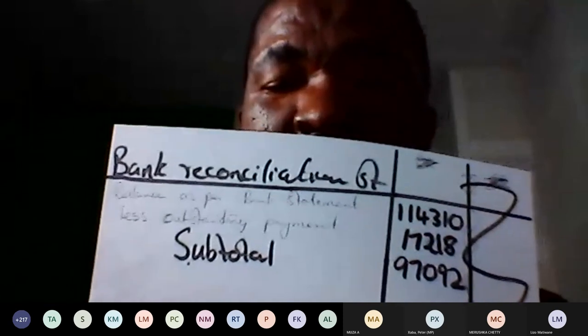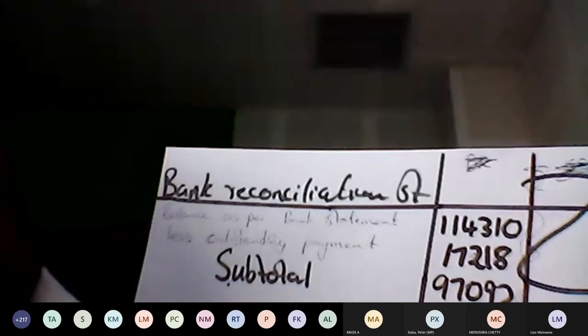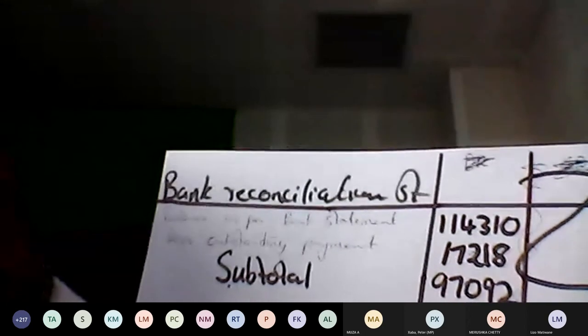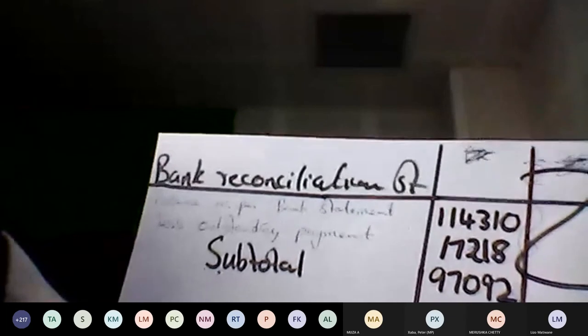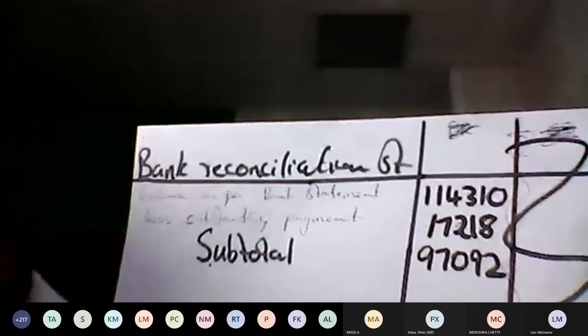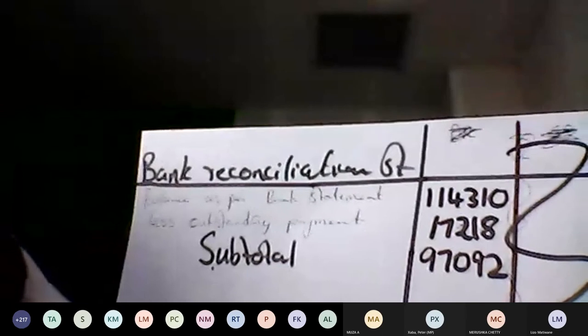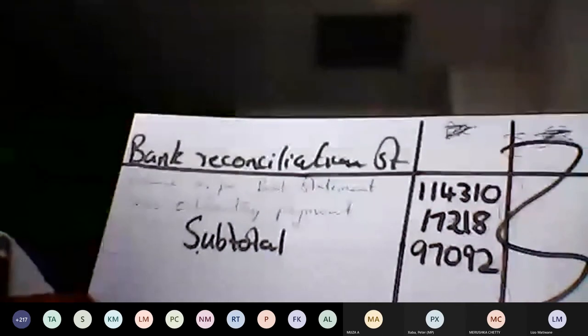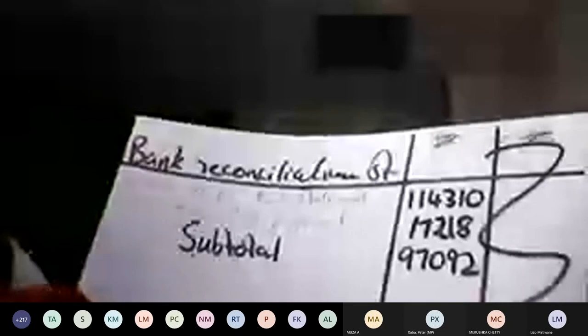You see there, the first transaction I wrote with a pen is balance as per bank statement 114310. And I say less outstanding payment 17218. And then from there I say subtotal, because it's 114310 less 17218, and the subtotal is 97092. So that is how you deal with the standard format.